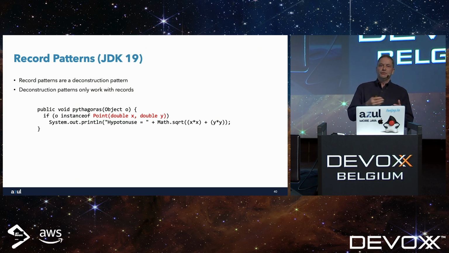So you can do this. You can say if O instance of point, but then give the definition of the point record with the parameters that are stored in there, double X and double Y, and that way you don't have to explicitly extract the values of X and Y and make the assignments. You can simply print out hypotenuse and then do X times X, Y times Y. So you're getting access to those variables without having to do the extraction. It's the compiler that's doing that for you.